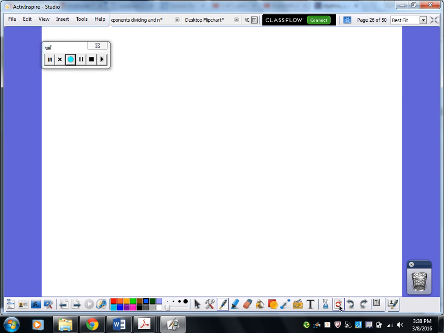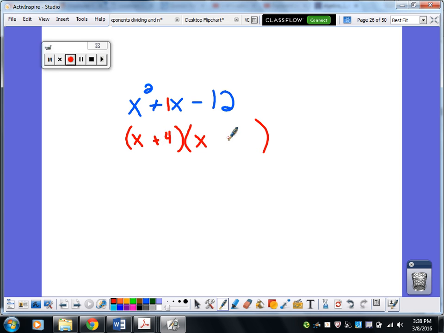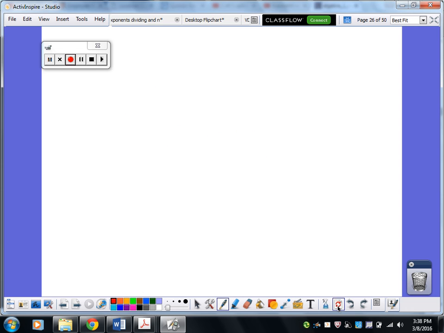Moving on. If you had x squared plus x minus 12, this is another example of regular factoring. So I immediately throw down my parentheses, x times x. The only tricky part about this problem is you have to understand that there's an invisible 1 right here. So it's what two numbers multiply together to give you negative 12 and add together to give you positive 1. And that answer is positive 4 and negative 3. So that is what regular factoring looks like.